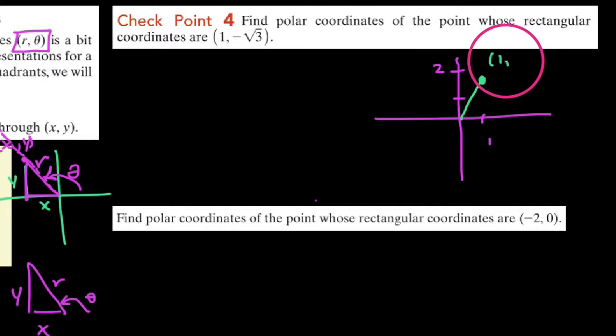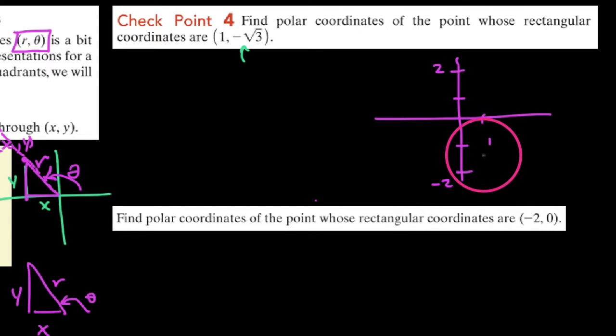We already know that this is 1 comma, and you know what? I just made a mistake here. It's negative root 3, isn't it? So let's go down negative 2 here. We say our point would be down here. That's better.